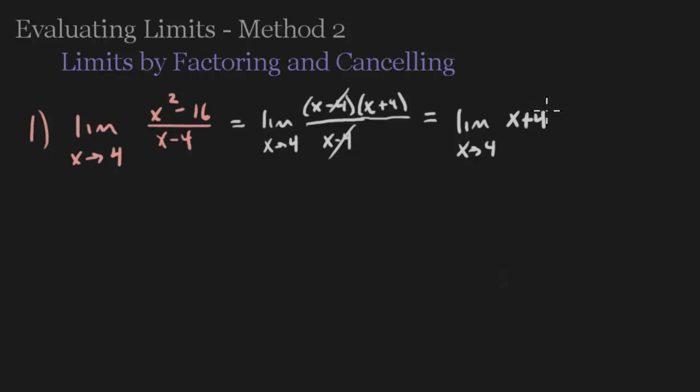Now we're back into direct substitution. What happens if we plug in 4? Well, that's fine because 4 is in the domain of x plus 4. We're just going to get 4 plus 4, and that is 8. And that's how easy factoring and canceling works with limits.